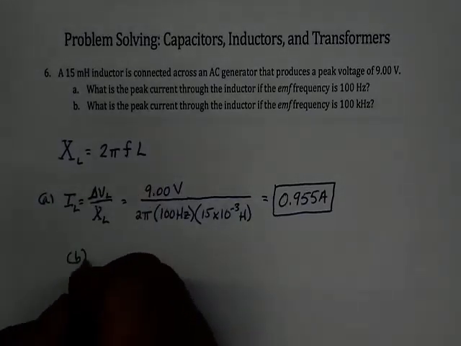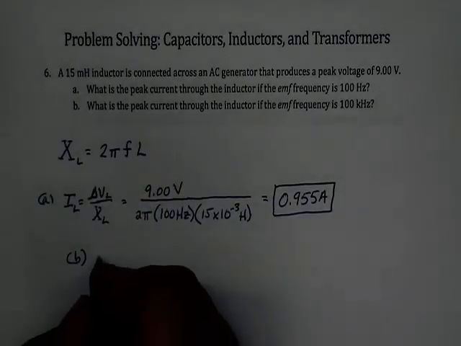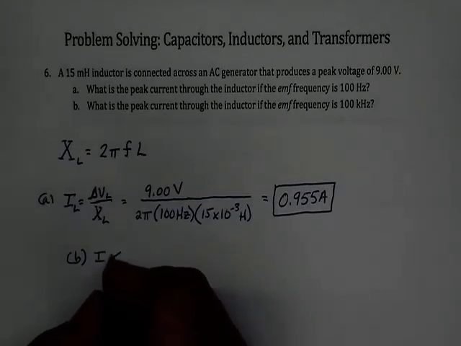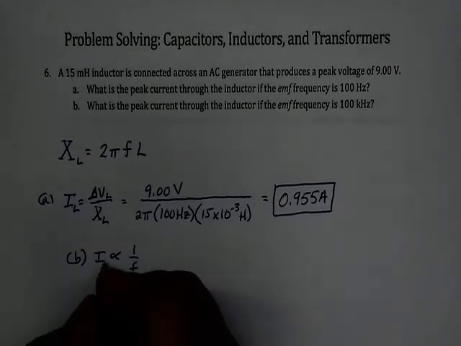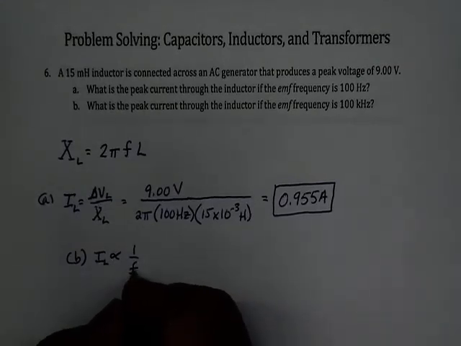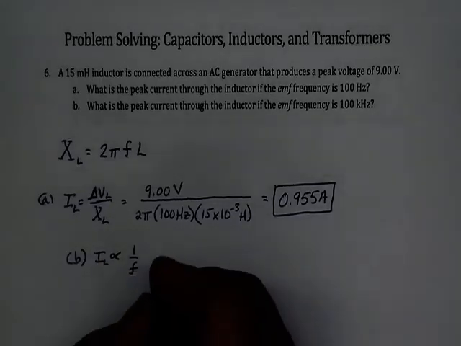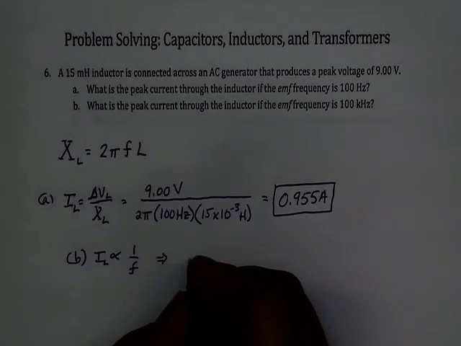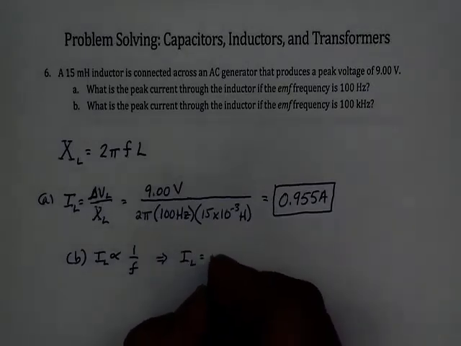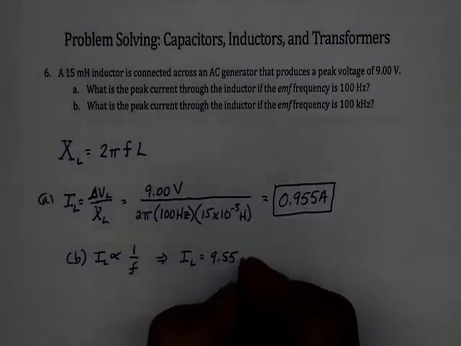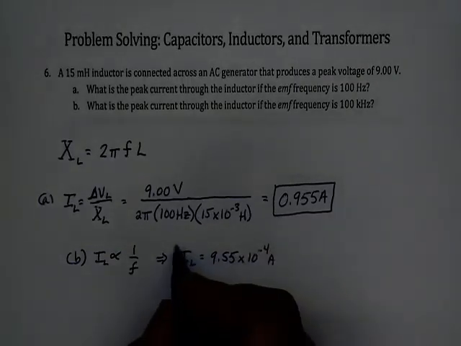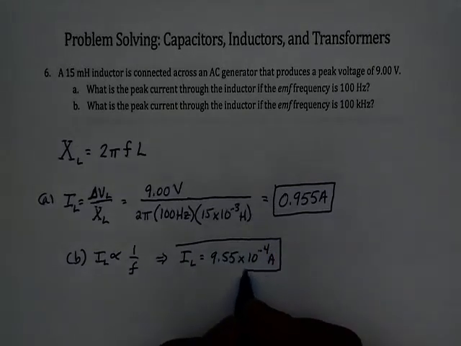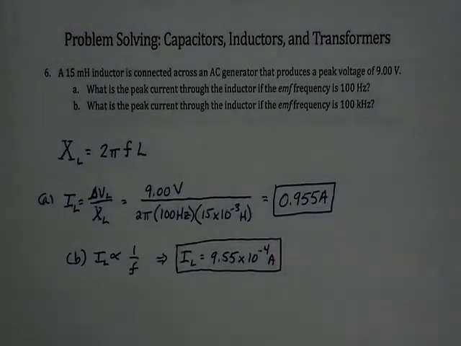For part B, again, I shouldn't have to do all the steps of the calculation. If I realize that current is inversely proportional to the frequency here, then making the frequency 1,000 times bigger is going to make the current 1,000 times smaller. So the current here is going to be 9.55 times 10 to the minus 4 amps, or 0.955 milliamps would be another way to say that.